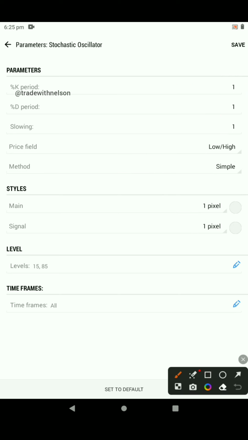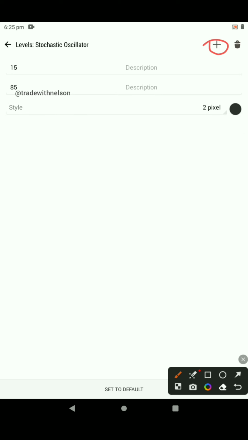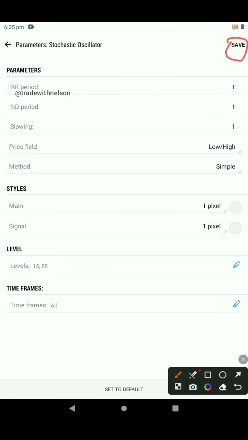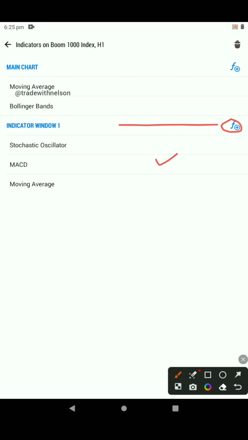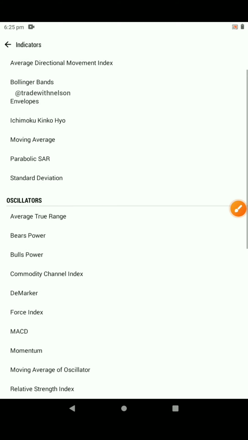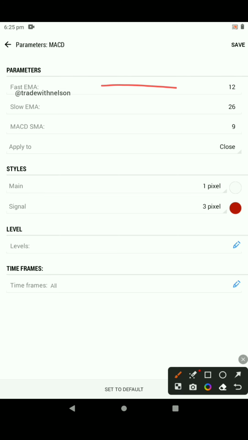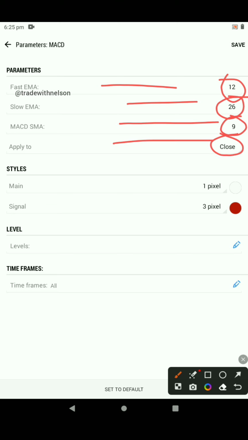The main thing we need over here is the levels. Click on this pen icon to add levels. Click on this add. Type 15 and 85. Style, make it 2 pixel and select a color of your choice. After that, click on save. For the MACD, click on the F icon on indicators window 1. Scroll down. This is MACD. Click on that. Make your fast EMA 12, slow EMA 26, MACD SMA 9. Apply to close. Main style, make it 1 pixel and select the color of your background. Signal style, make it 3 pixel and select a color of your choice. After that, click on save.